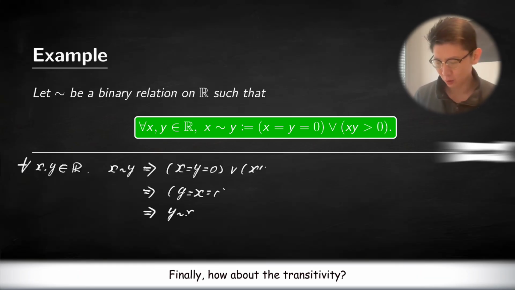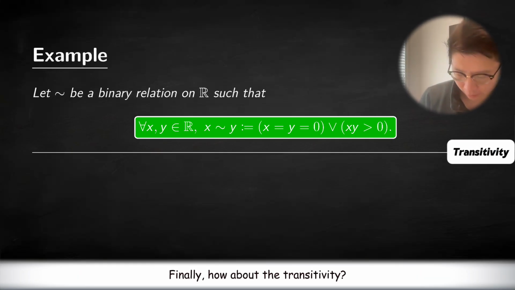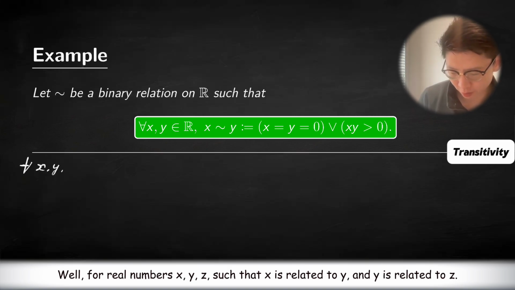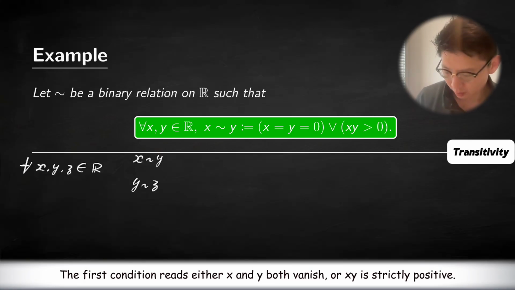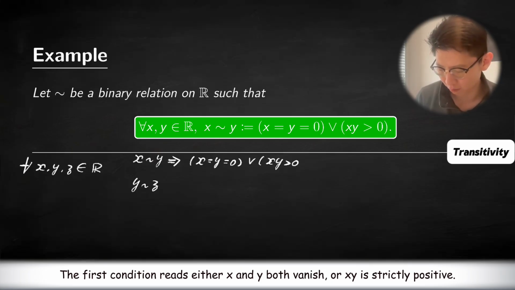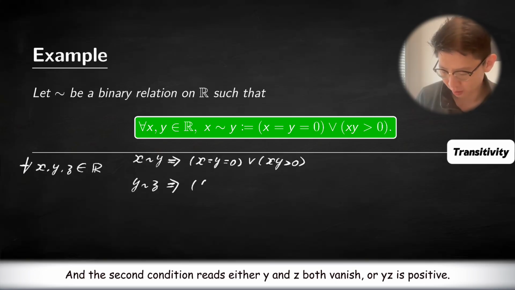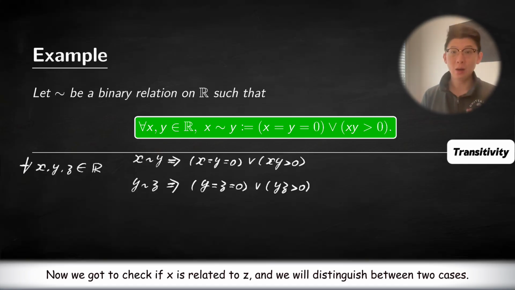Finally, how about the transitivity? Well, for real numbers x, y, z such that x is related to y and y is related to z, the first condition reads either x and y both vanish or xy is strictly positive. And the second condition reads either y and z both vanish or yz is positive. Now we have to check if x is related to z, and we will distinguish between two cases.